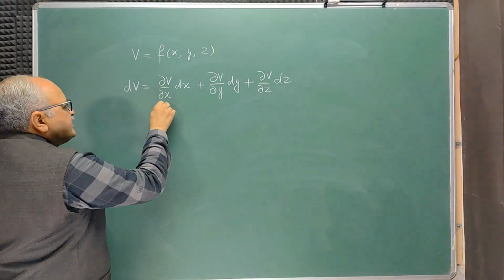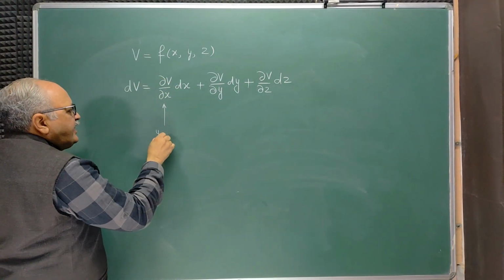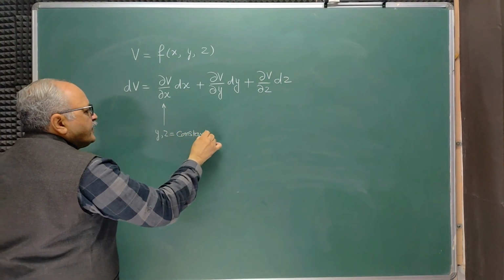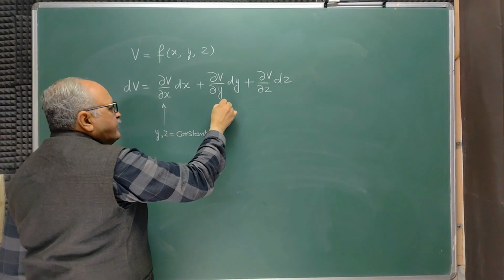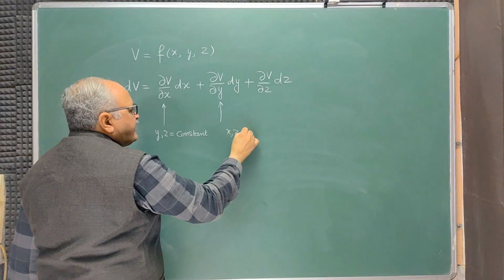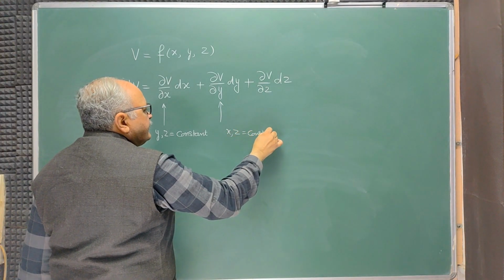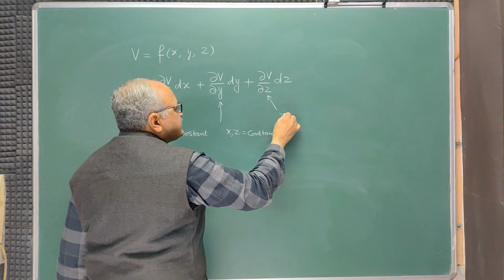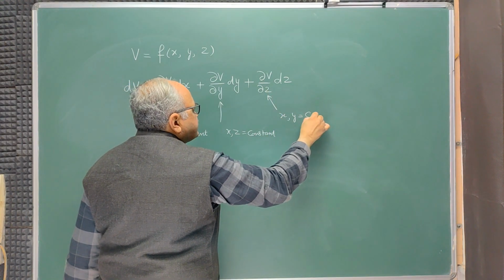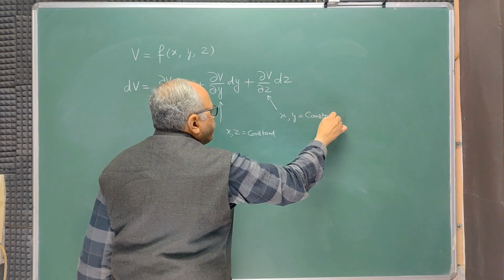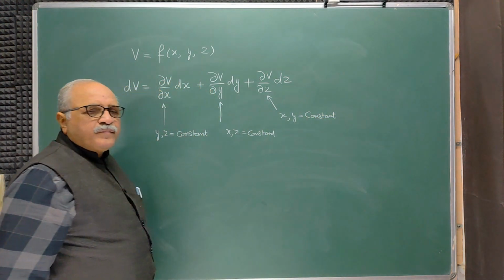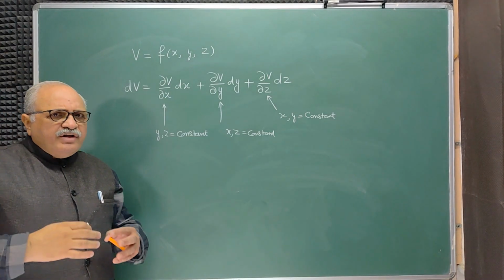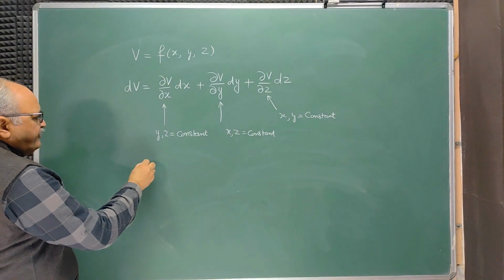So in this case I am keeping the y and z constant, and in this case I am keeping the x and z constant, and when I write this I am keeping x and y constant. Now this particular variation can be written in a slightly modified manner. You can check it yourself.